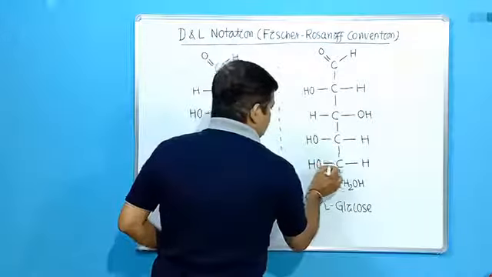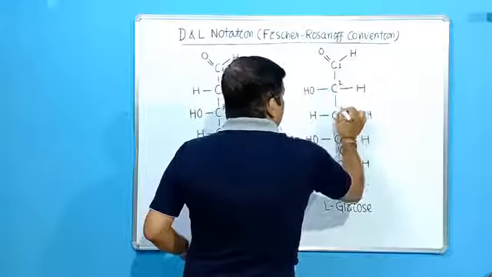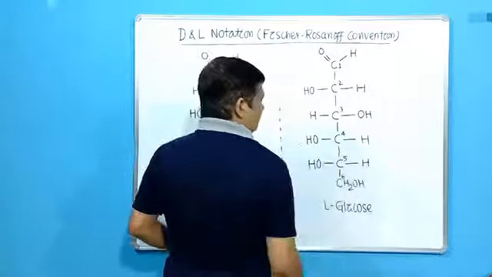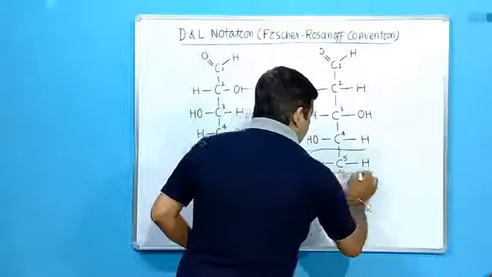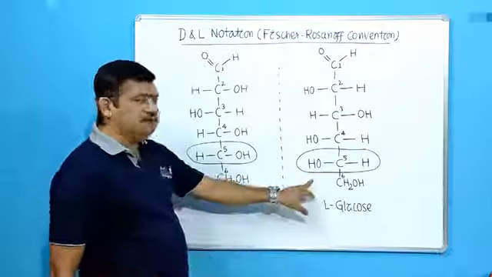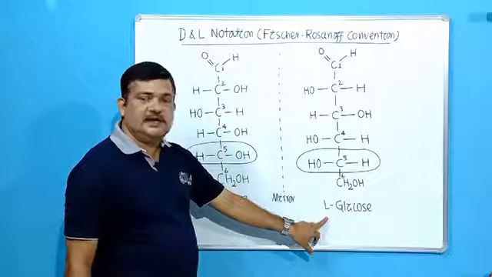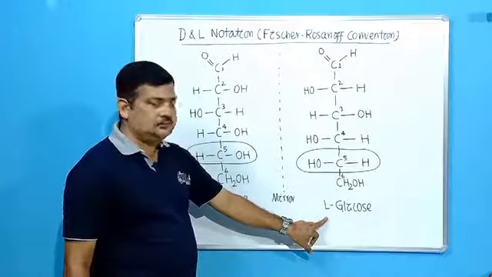Okay, so look here the numbering: 1 2 3 4 5 6. So with respect to the fifth carbon atom, the hydroxyl group is on the left hand side. So when it is on the left hand side, it will be assigned L notation. So it is the formula of L glucose.